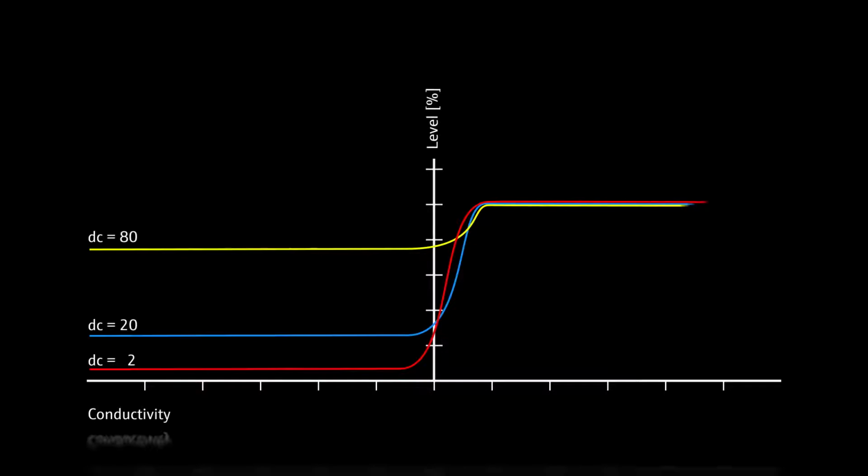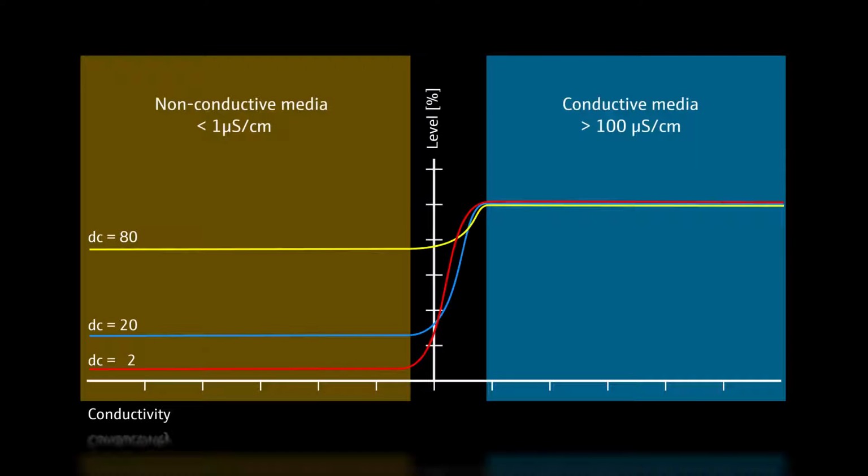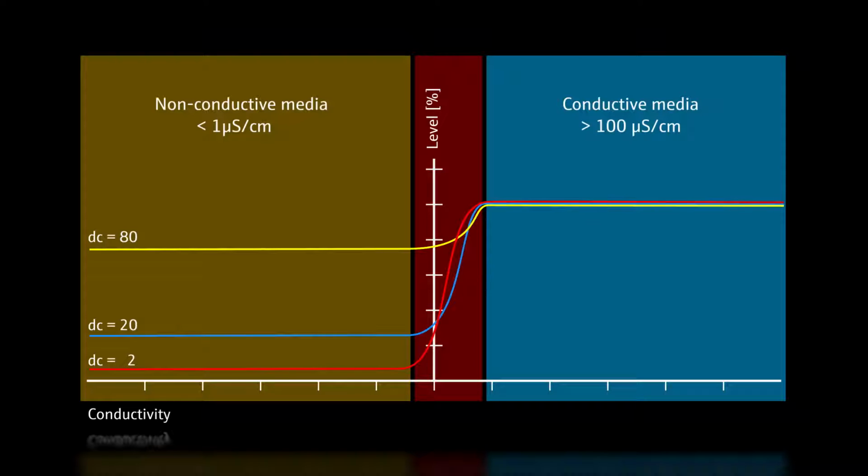In conductive media, conductivity greater than 100 microsiemens per centimeter, pre-calibration may be done at the factory because of the independence of the dielectric constant and tank, which facilitates fast commissioning. In non-conductive media, conductivity less than 1 microsiemens per centimeter, the respective dielectric medium must be calibrated at the customer's site. A small transition range between conductive and non-conductive media is referred to as the critical range. In this range, a minimal change in conductivity of the medium leads to a leap of the measured value. Applications in this conductivity range are thus to be avoided.